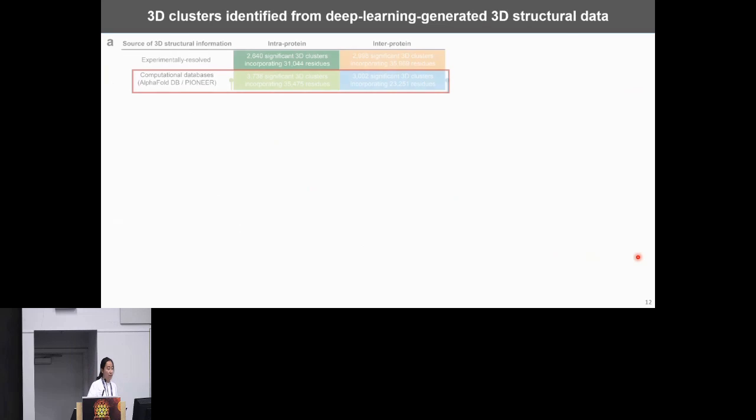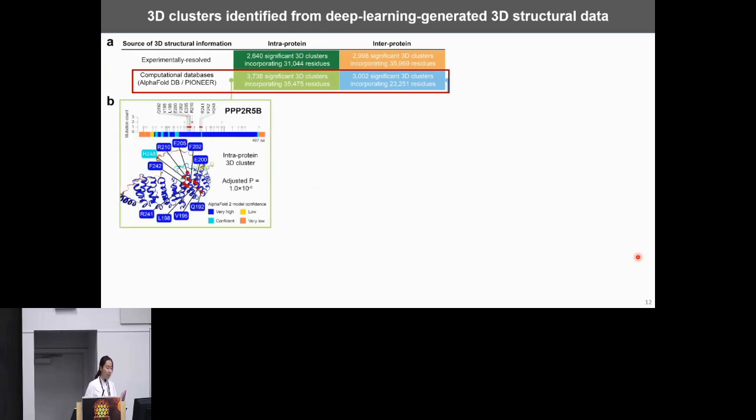Impressively, we found that more than half of the 3D clusters we found were identified using deep learning generated structures. Here I want to show you an example of a 3D cluster within a single protein structure generated by AlphaFold 2. Notably, none of the residues within this 3D cluster mutate in more than 2 tumor samples, meaning that these residues individually are less frequently mutated so that they can hardly be identified by recurrence-based methods. So the AlphaFold predicted structure is really the key for the identification of this 3D cluster.